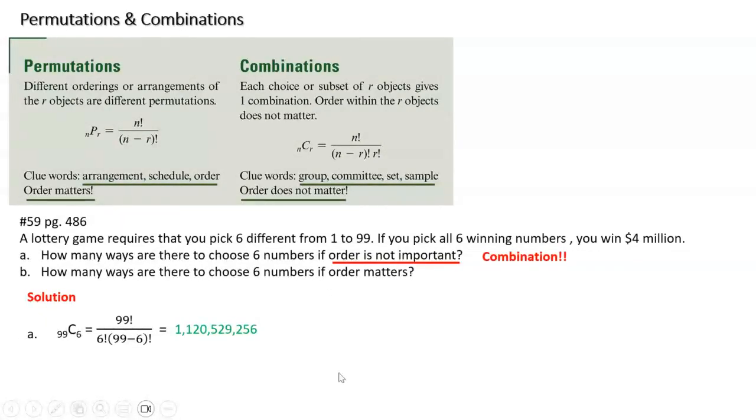For part B, how many ways are there to choose 6 numbers if order matters? Order matters means it is going to be a permutation. So it's going to be 99 permutation 6. Also, guys, this can be done in the calculator. I believe I showed my students this week how to put it in there. But look at the difference between a combination and a permutation. This is like 805 billion more, because this is 806 billion, 781 million, 64,320.